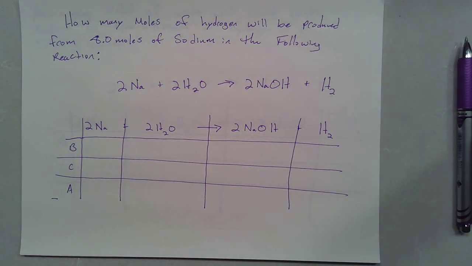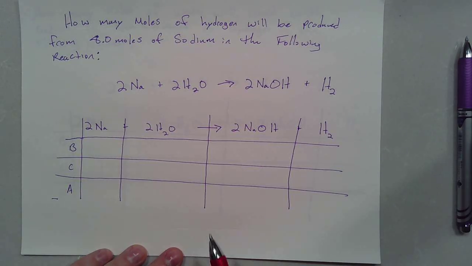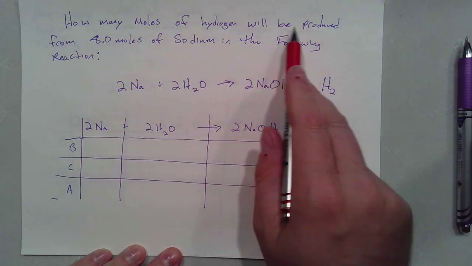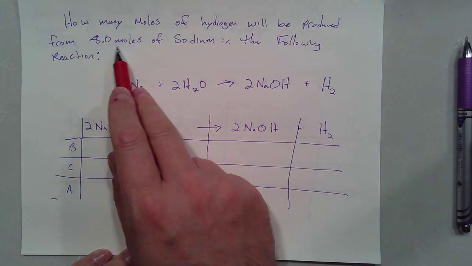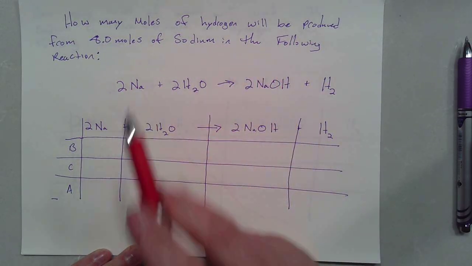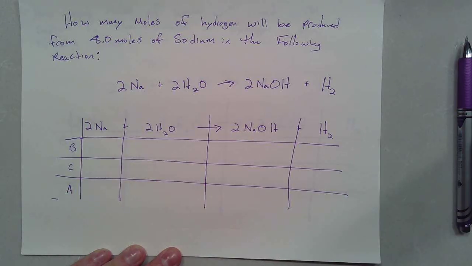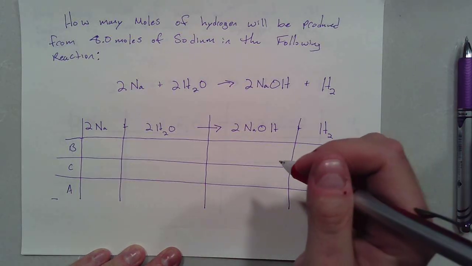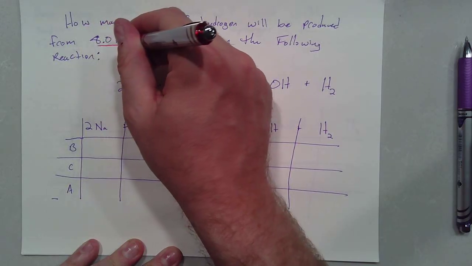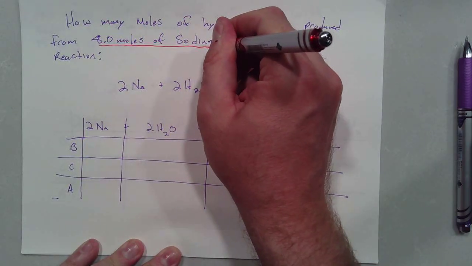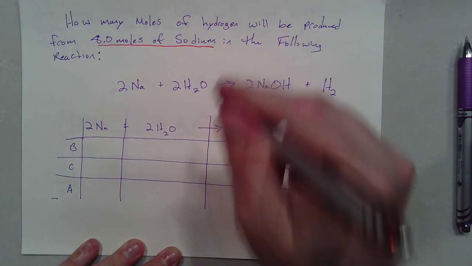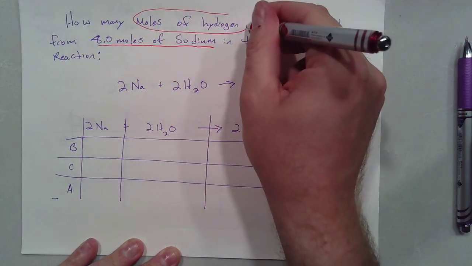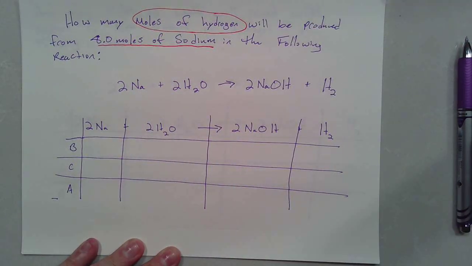Let's look at another one. We use the same chemical equation. We're just going to take a different approach. So let's, again, read the problem carefully. So that's our first step. How many moles of hydrogen will be produced from 8 moles of sodium in the following reaction? So I'm identifying what info I have. So the first thing I have is 8 moles of sodium. And I'm solving for moles of hydrogen. So moles of hydrogen gas.